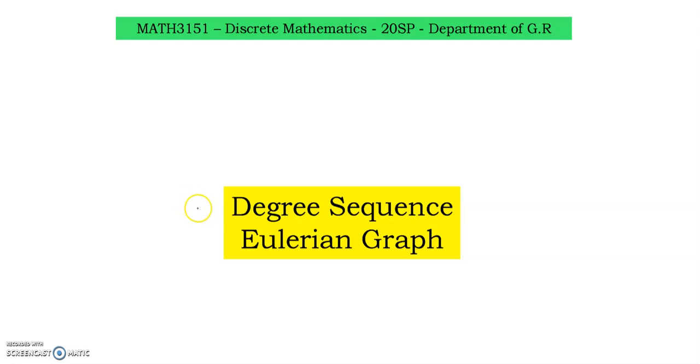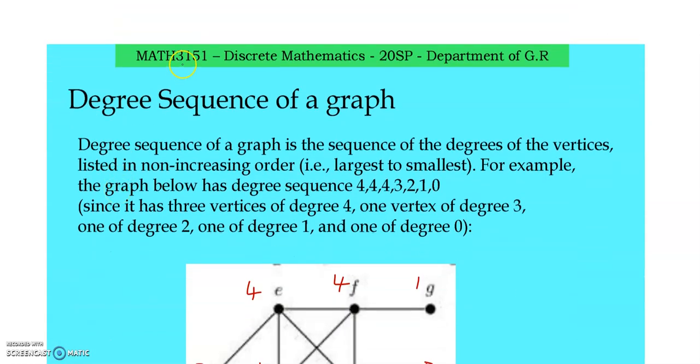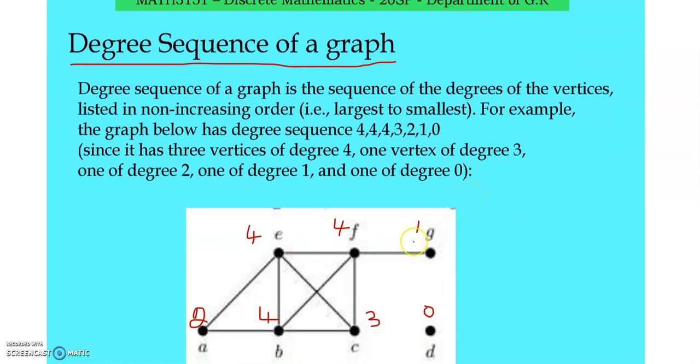Dear students, in this video we are going to see degree sequence and Eulerian graph. Now, what is the degree sequence of a graph? The degree sequence of a graph is the sequence of the degrees of the vertices listed in non-increasing order, that is, largest to smallest. See this example.